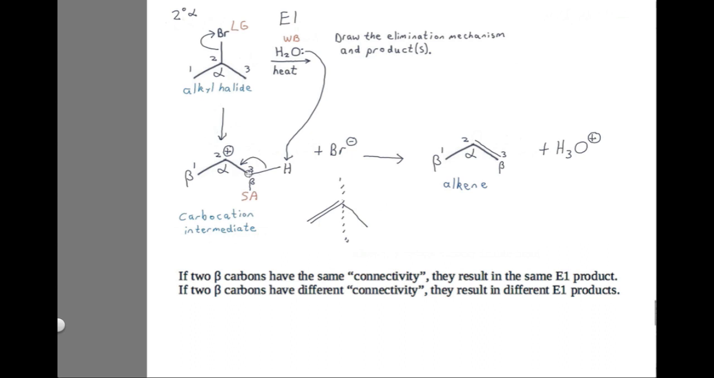So you can use either carbon-3 as the beta carbon or carbon-1, but you should not use both because professors will usually take off credit if you include redundant products. If you said that this was the product and that this was the product, you would probably lose credit. Don't leave redundant products in your final answer.